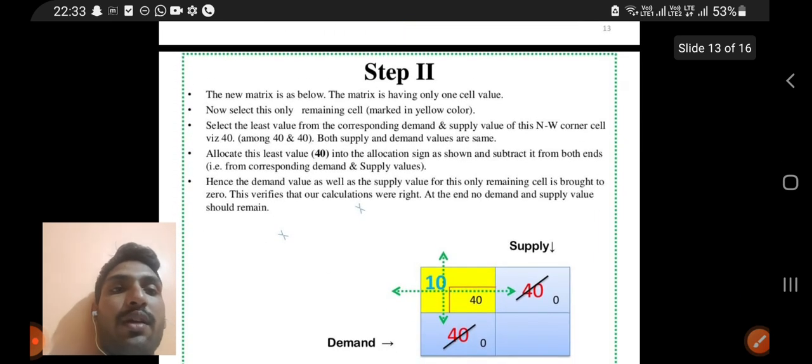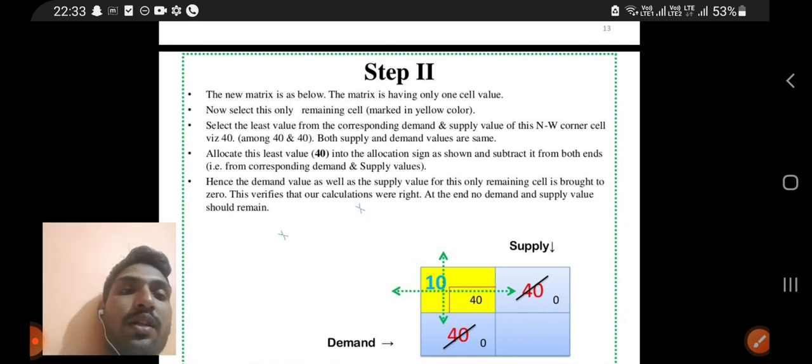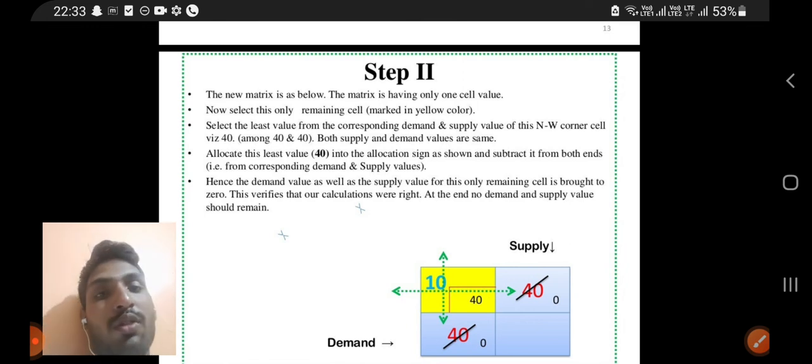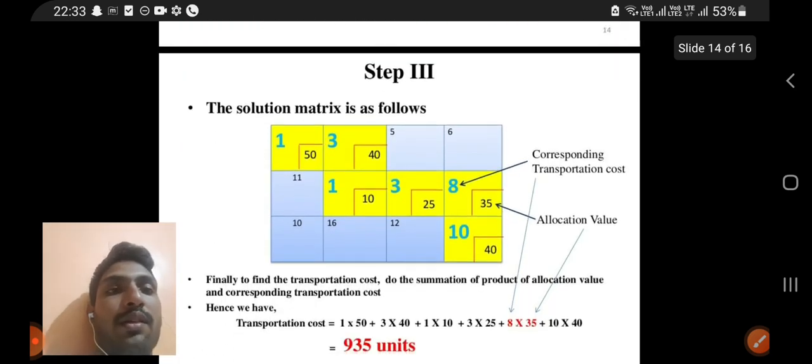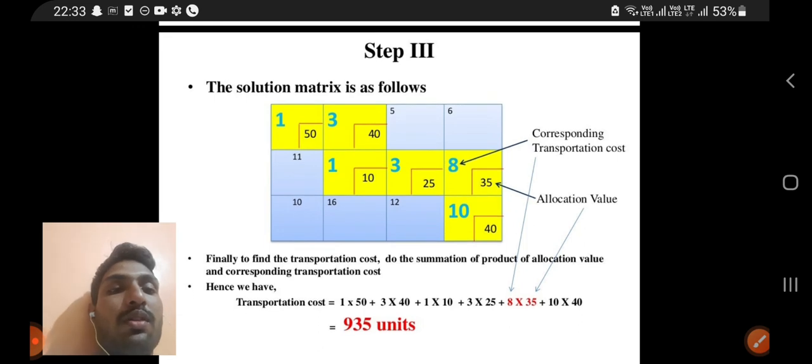After that, the new matrix below is a one by one matrix with a single cell. Again we select the northwest corner, but now the supply value and the demand value are both 40. So whichever we consider, it is the same: 40 minus 40 is 0 in demand, and 40 minus 40 is also 0 in supply. So we cut all the values. Our matrix is then as shown in step 3 on our slide.